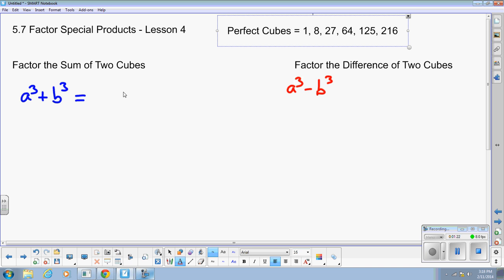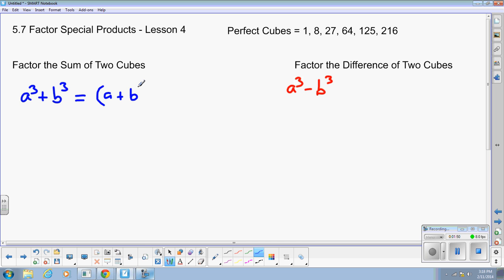So now here is the actual pattern that's used. If you have two cubes, a cubed plus b cubed, it follows this pattern. It factors this way. You put a parenthesis, and we say, what is the cubed root of the first term? And I say a. Then we say plus, and I say, what is the cubed root of the second term? Well, the cubed root of b cubed is b, and I put a parenthesis. Now I'm going to open up another new factor.